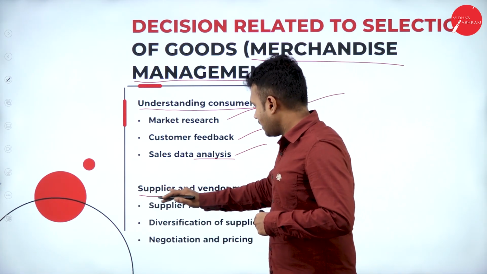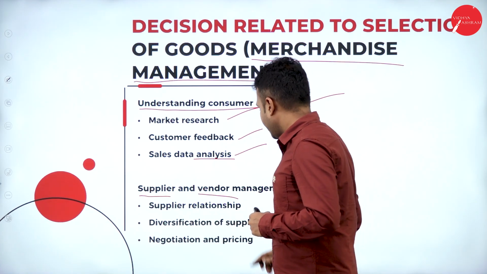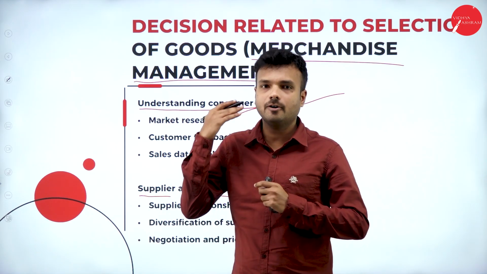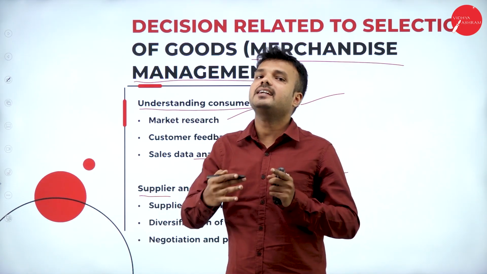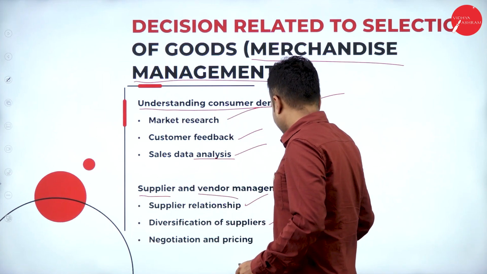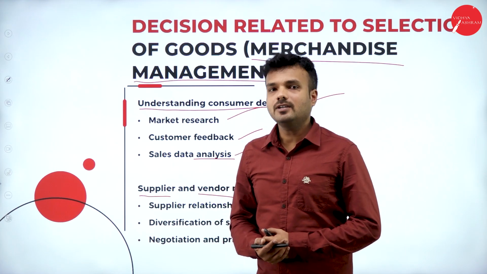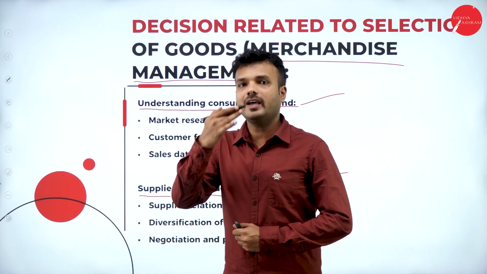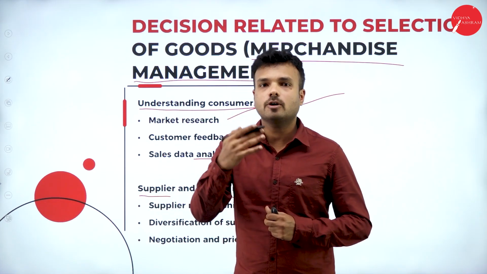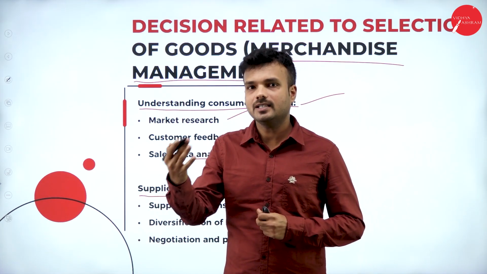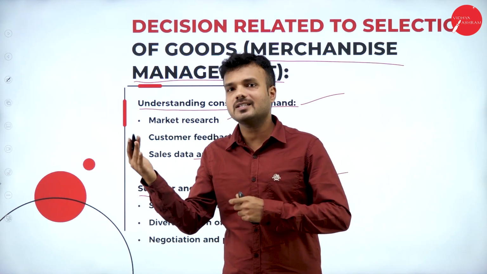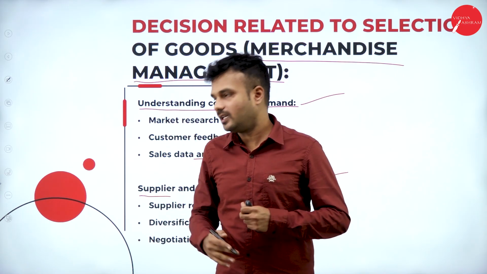Under supplier and vendor management, there is supplier relationship. The retailer must maintain a good supplier relationship so that he can make available the product that is in demand in the market, in time, for the right person at the right time. Diversification of suppliers. What is this? Instead of depending on one supplier, we have to purchase the product from two or more suppliers. What happens if the supplier stops the supply of the product? There may be a problem for the retail business. So if we go with two or more suppliers, there will be a backup of the product.